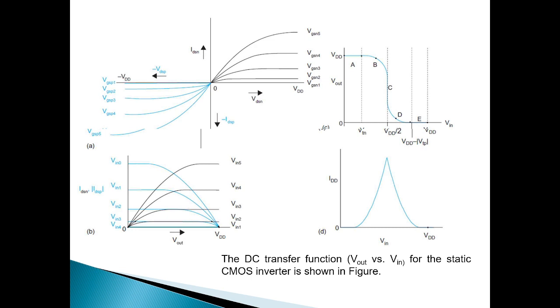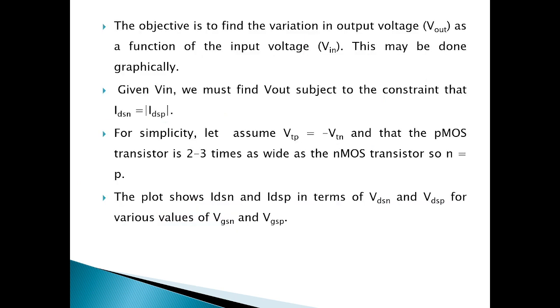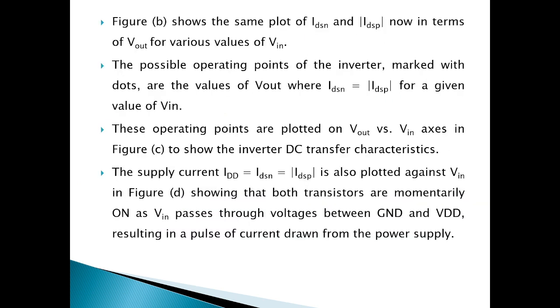Okay, the operating points are represented here. They are marked in dots. You see in graph B, we have two dots which represent the operating points. These operating points are plotted on the V out versus V in axes, and are also clearly shown in figure C in order to show the inverter DC transfer characteristics.